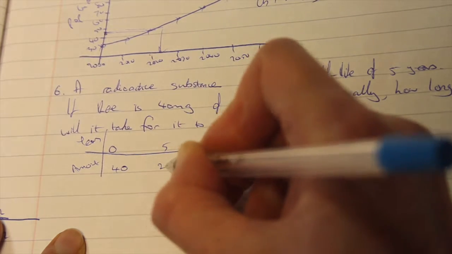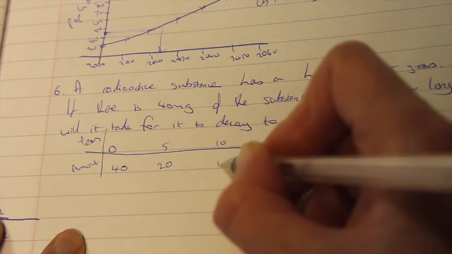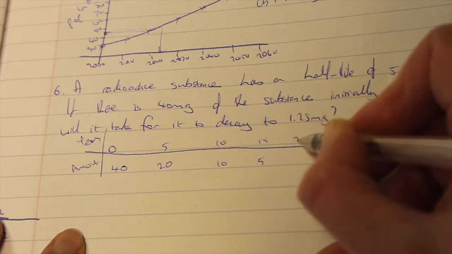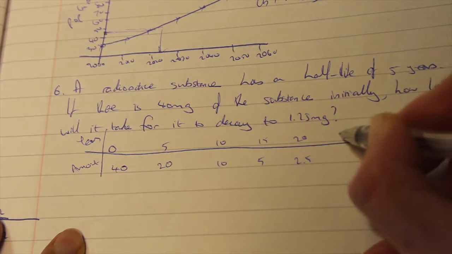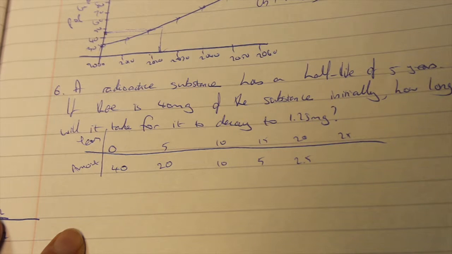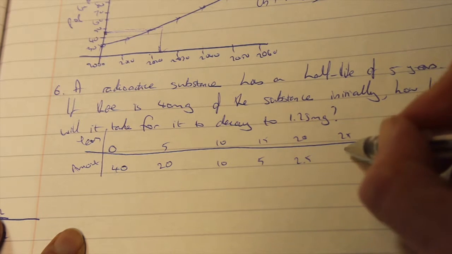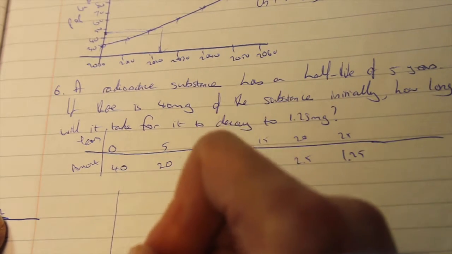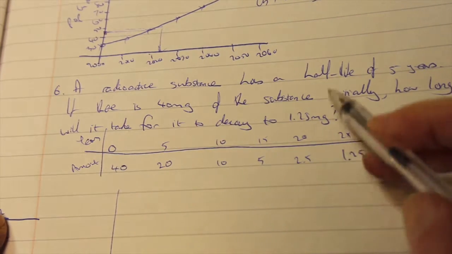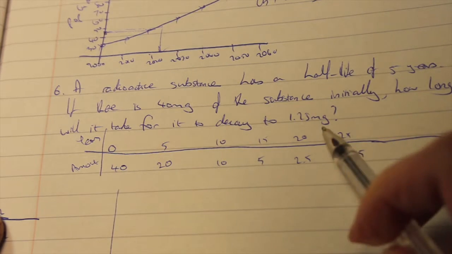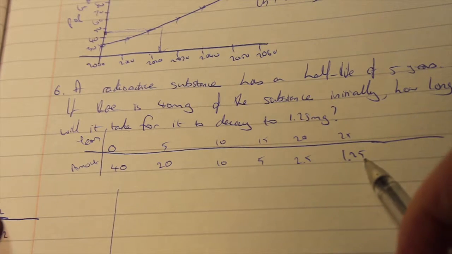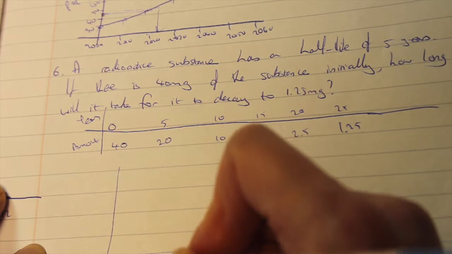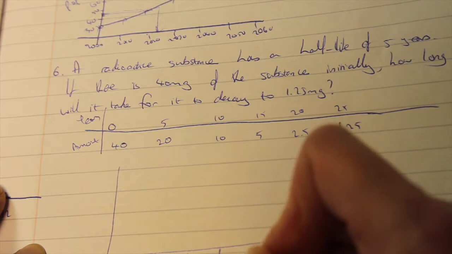After 5 years it goes down by half. After another 5 years it goes down by half. After another 5 years it goes down by a half. And so on. So every 5 years you're dividing by 2. So 1.25. And you can plot that on. Although we can see from our wee table, we can answer the question immediately. It will take 25 years to reach down to 1.25. But I'll just plot this on because it's an interesting wee graph.